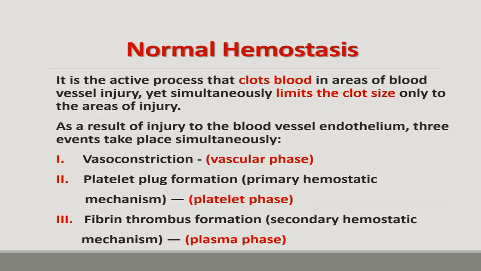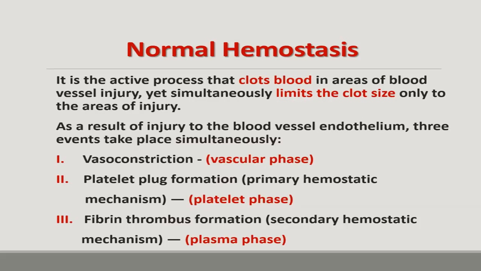How do we define normal hemostasis? It is an active process with the formation of blood clots in the area where there is a blood vessel injury. However, this process will simultaneously limit the clot size, which is only limited to the area of injury. As you know, as a result of injury to blood vessel endothelia, the events that take place are as follows.